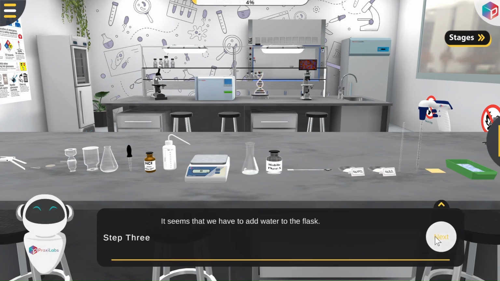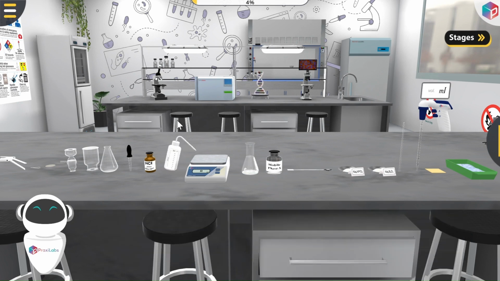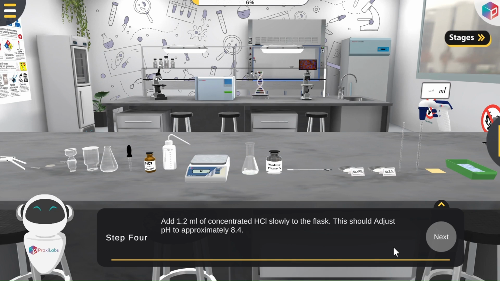Step 3. Fill the flask to the 1 liter mark with HPLC grade water. Step 4. Slowly add 1.2 milliliters of concentrated hydrochloric acid to the flask, adjusting the pH to approximately 8.4.